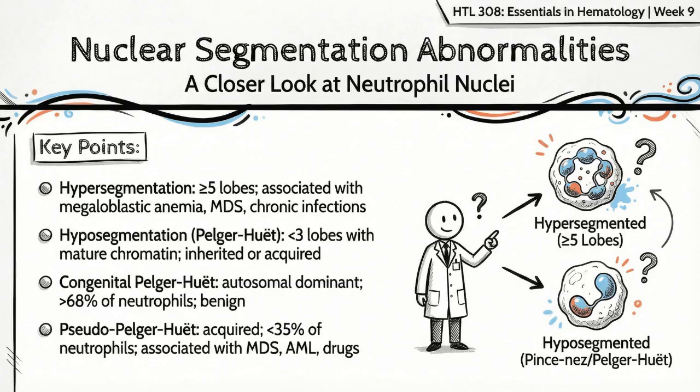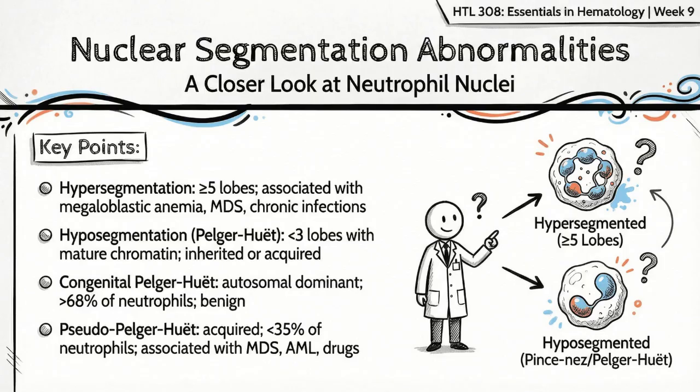Second, hyposegmentation, neutrophils with fewer than 3 lobes but with mature, clumped chromatin. This is the hallmark of Pelger-Huët anomaly. The congenital form is benign and affects most neutrophils. The acquired form, pseudo-Pelger-Huët, affects fewer cells and is associated with malignancies like MDS.